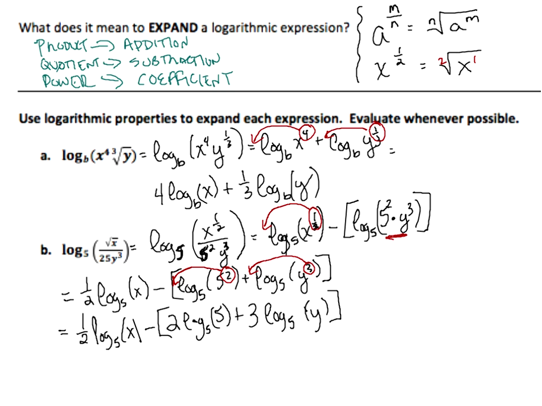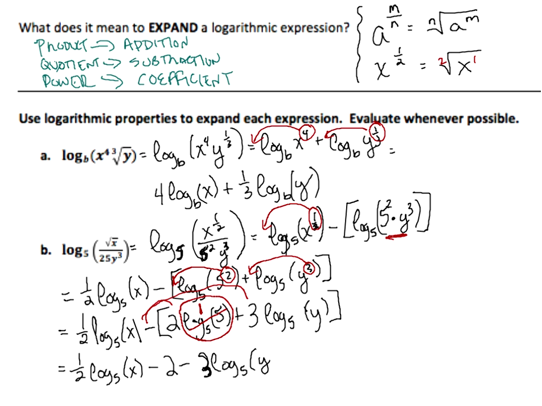I'm still not done yet because I can evaluate log base 5 of 5. I can actually get a number there. And that's 1. That whole thing becomes 1, log base 5 of 5. However, I'm multiplying the 1 that this turns into with the 2. And then I can distribute that negative to both the terms. So my completely expanded version of this logarithm is 1/2 log base 5 of x minus 2 minus 3 log base 5 of y.